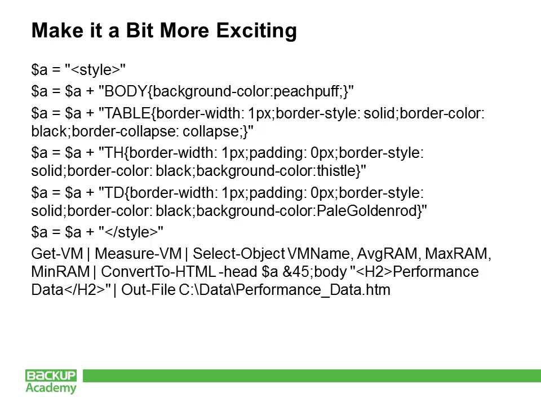But if you look at the HTML code that we're adding to this variable, you can see that we're setting up a style section, we're specifying a body color, we're building a table. So we've got all these different things that we're doing, and then we're closing the style section. Then down at the very bottom, we've got our get-vm, measure-vm. We're selecting the objects to include in the HTML file. We've got convert to HTML.